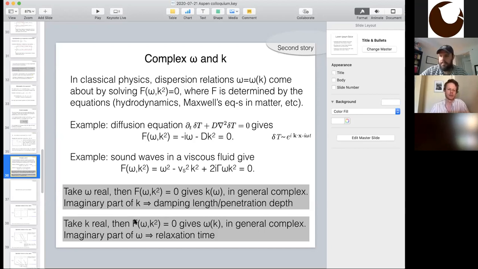This comment was basically that when we teach our students, we usually do one or the other, right? We take omega real, then this equation has complex solutions for k, and when we take k real, then this equation has complex solutions for omega. But there are also solutions to this equation when both omega and k are complex. So if you wish, this would describe a curve in the complex C2 plane, when you have a single function of 2 complex variables, right? And these 2 special cases would be like 2 special points on that curve.